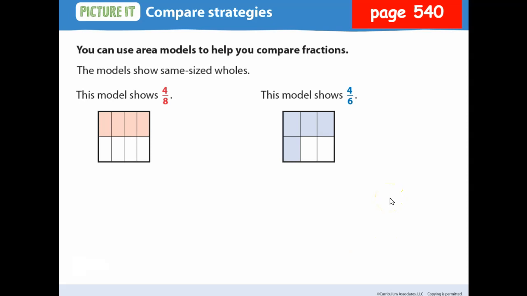Look, now they created 2 models. Okay, this one, half of it's shaded because it's 4 out of 8, 4/8. This is 4/6. Oh, so isn't this greater? Based on the model, isn't 4/6 more shaded? The shape is more shaded in, right?